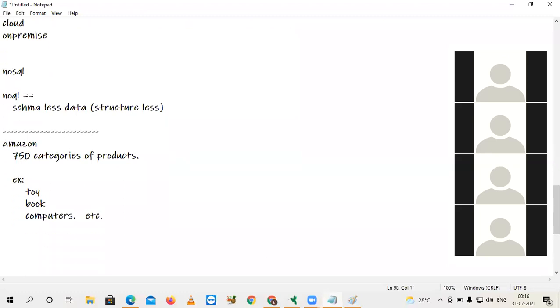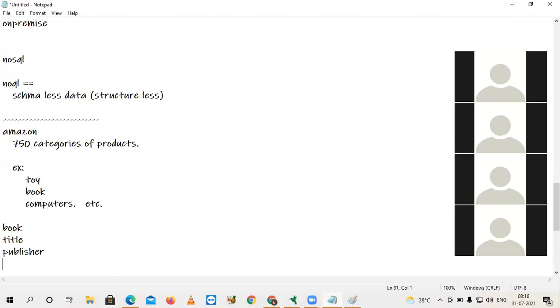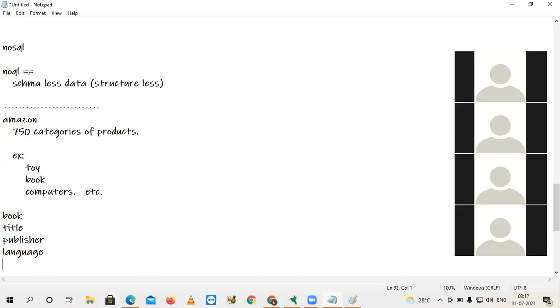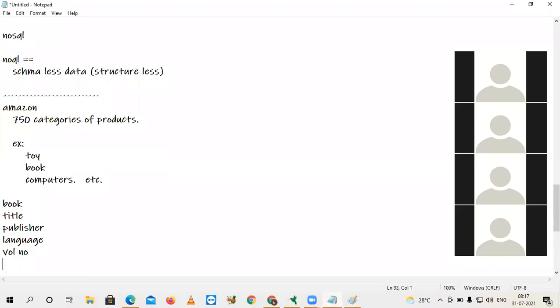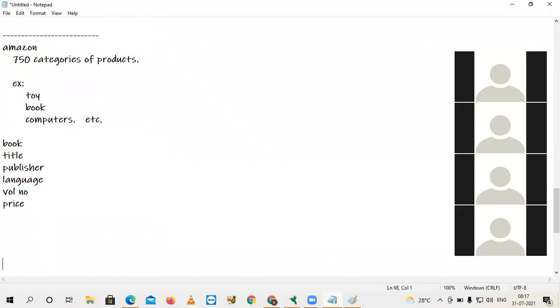Let's talk about a product called book. If it is book, what attributes are required, sir? Generally author, publisher, book title, language, volume number, price, cost of the book, page numbers. Right? So as a customer or user, I log in to Amazon.